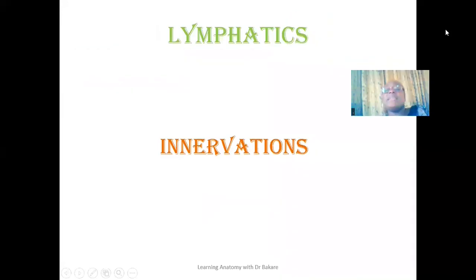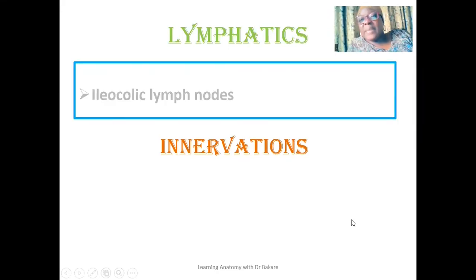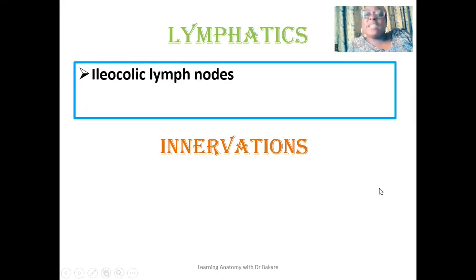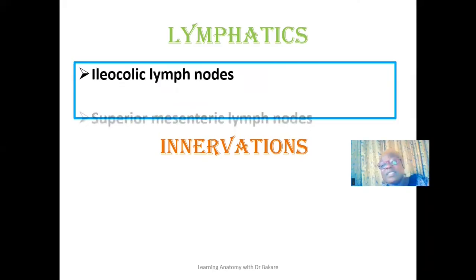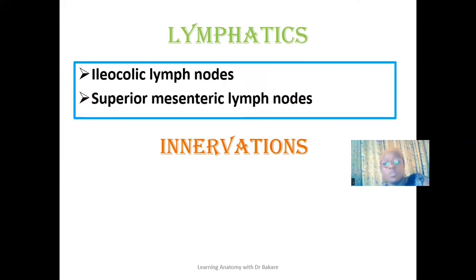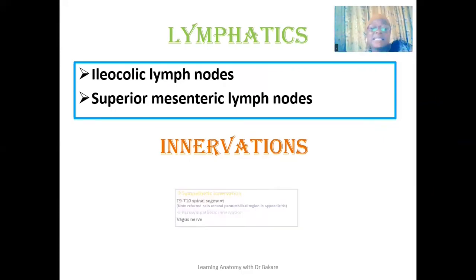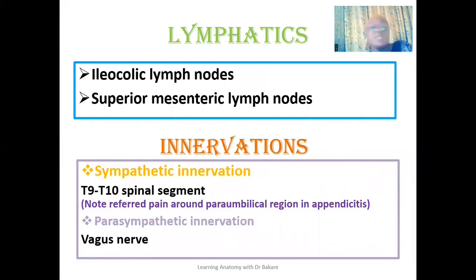So talking about the lymphatics, the lymphatic drainage of the appendix is the same as that of the cecum. The appendix is drained into the ileocecal lymph nodes, which finally drains into the superior mesenteric lymph nodes. For the innervation, we have sympathetic and parasympathetic innervation. The sympathetic innervation is supplied through T9 and T10 spinal segments.